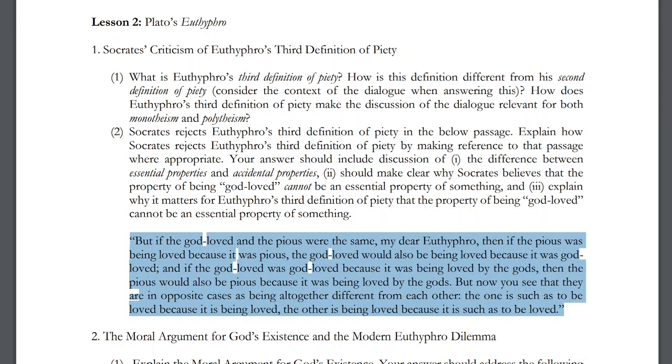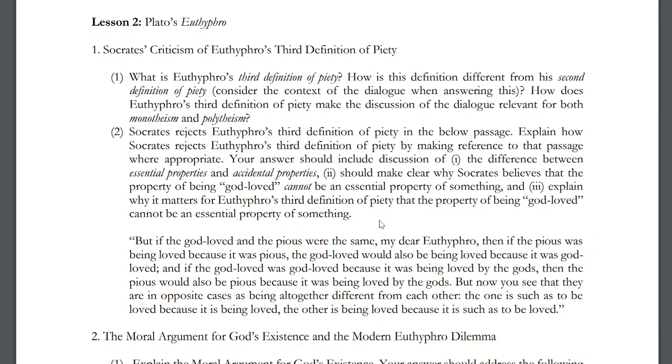And in the prompt it says, explain how Socrates rejects Euthyphro's third definition of piety by making reference to the passage where appropriate. So it's referring to this passage down here. So that just means in your answer, if there's a passage I want you to comment on, you should be commenting on specific parts of that passage, showing your understanding of it, and showing how it relates to all the things I'm asking in the prompt. So that's the first thing I'm looking for. Do you completely answer the question? Does everything in the question or the prompt have an answer?